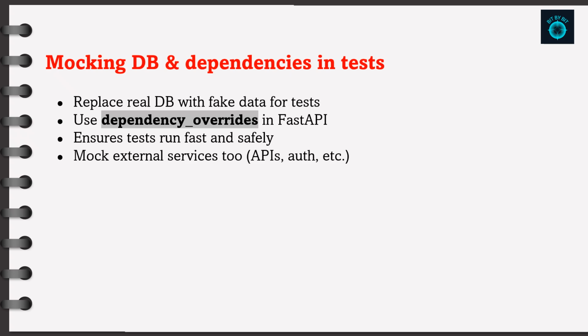Every dependency in FastAPI is declared with dependency injection, which means we can swap it out with another function during testing. We use a special dictionary called dependency_overrides. Here, we can assign our fake function to replace the real one. This way, when our endpoint asks for the database session, it gets our fake session instead. We can fill this fake session with test data and check if the endpoint behaves correctly. We can also mock other external services, such as third-party APIs, authentication providers, or email systems. This keeps our tests fast, independent, and safe.